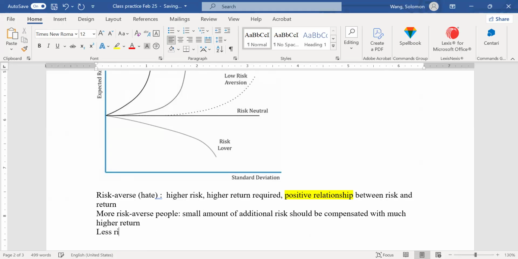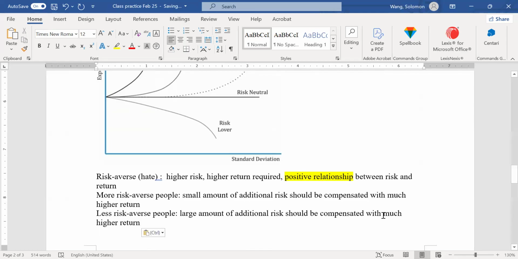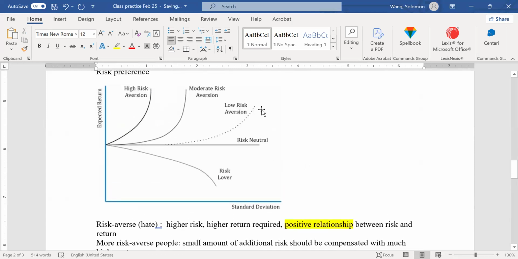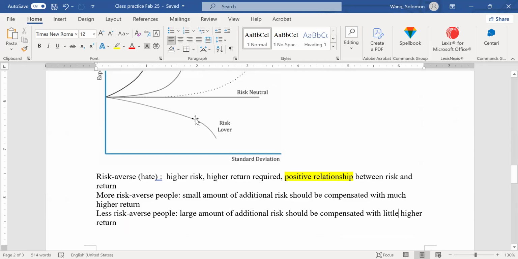And for less risk averse people, a large amount of additional risk should be compensated with a little higher return. They are less sensitive. Like this low risk aversion is flatter. So that means these people are less sensitive to risk, but still they're risk averse because in general, the slope is positive. Okay, it's just flatter. That means for a lot more risk they are facing, they just require a little bit more return, not a lot more return.